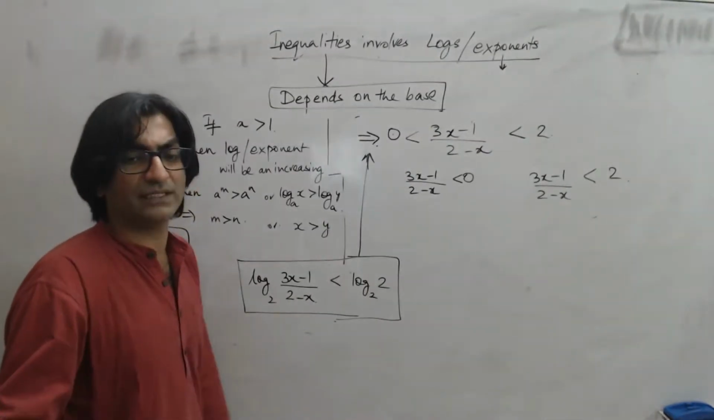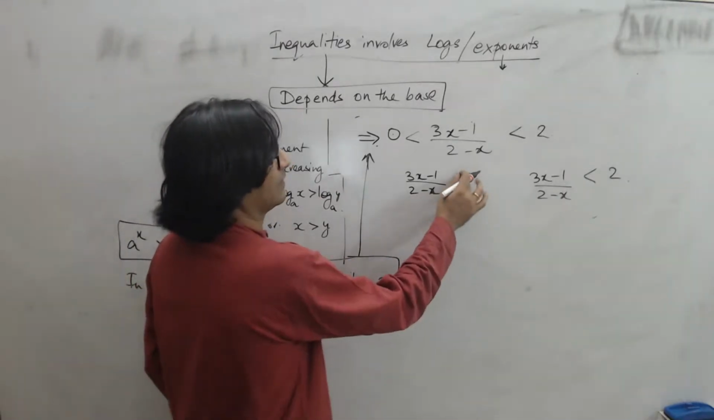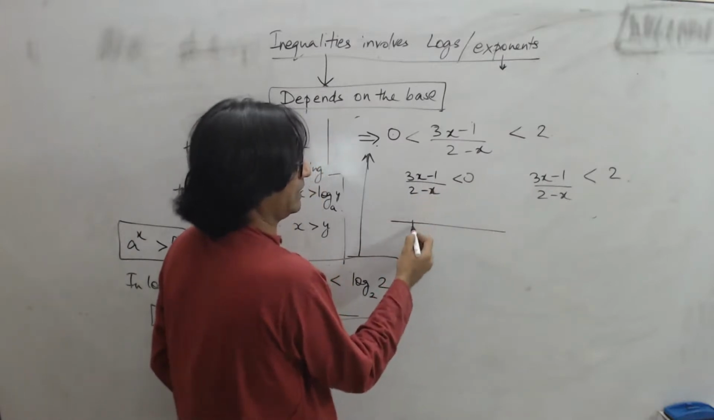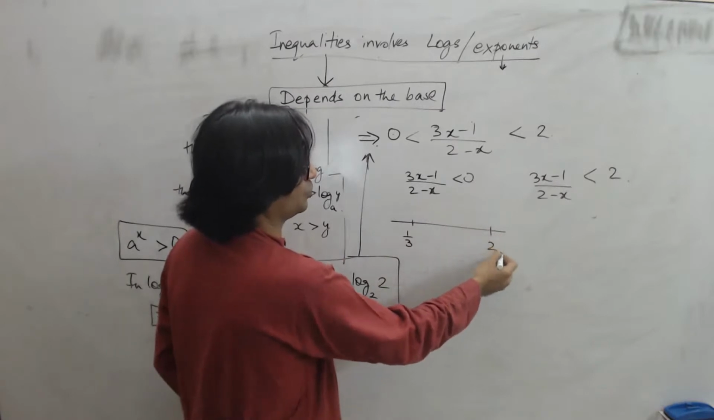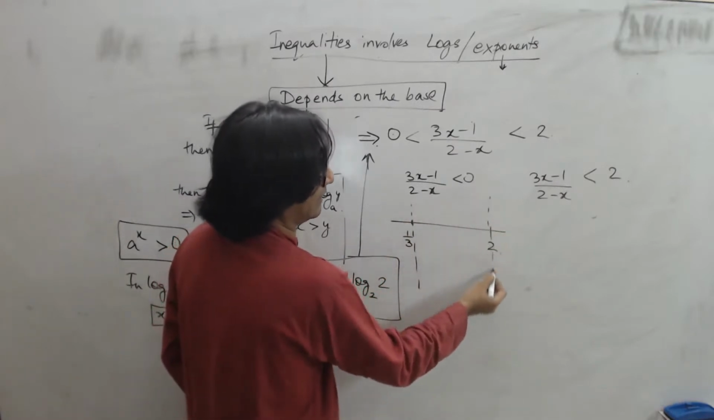I hope that you guys are following, and then you can solve it, right? So how do I solve it? The first inequality, I'll simply plot the critical points. The critical points: numerator becomes 0 when x is 1 by 3. Denominator becomes 0 when x is 2. Right? And the moment I have two critical points, I'll know there are three distinct regions.